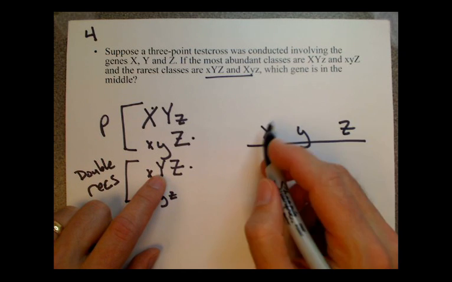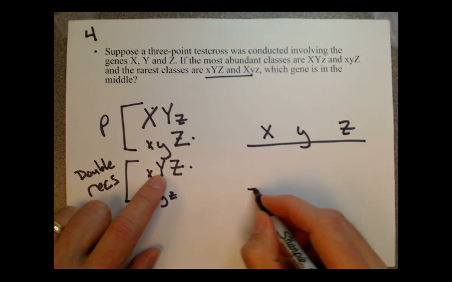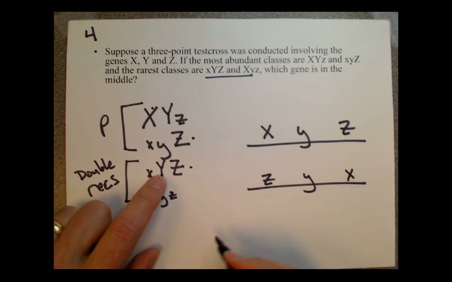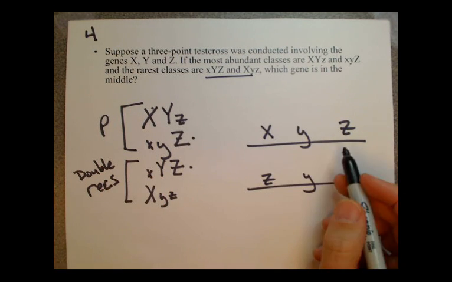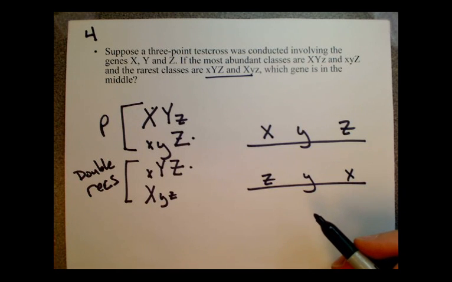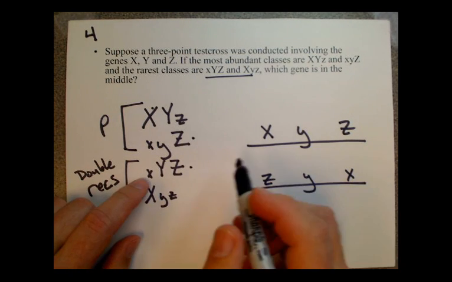And in case you're worried about whether this should be X, Y, and Z or Z, Y, and X, it really doesn't make a difference. There's not really any meaning to the right or left in these drawings. So just to go a bit further with this.